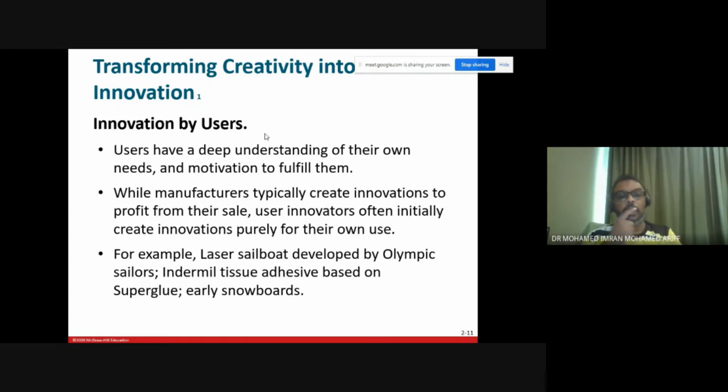Alright? So, another example. For example, sailor boats developed by Olympic sailors. In the mill, tissue adhesive based on super glue. Early snowboard. So that means sailor boats were developed by Olympic sailors, so that people who want to enter the Olympics can train on that. So it solves the problem because people who enter the Olympics have to train in different conditions. But the existing boats cannot train them. So they develop something which can train them.